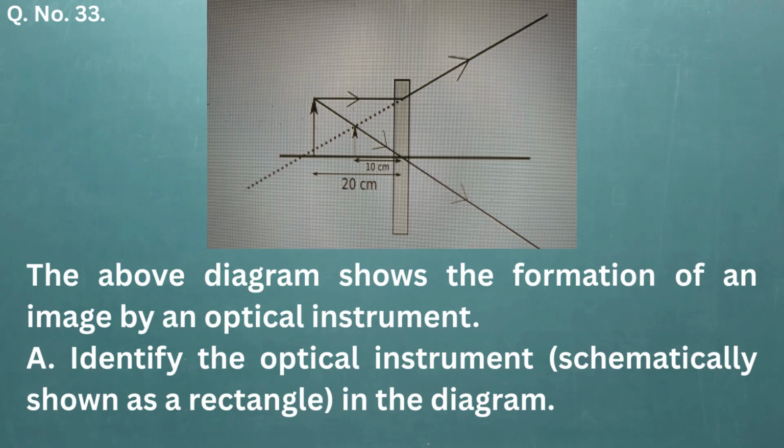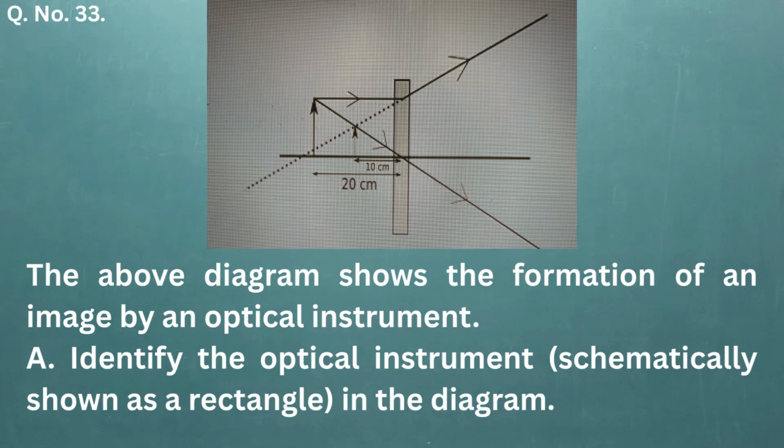Question number 33. The above image shows the formation of image with an optical instrument. So here the object is at a distance of 10 centimeter and image is formed on the same side at 20 centimeter, and the incident rays are diverted or diverged.